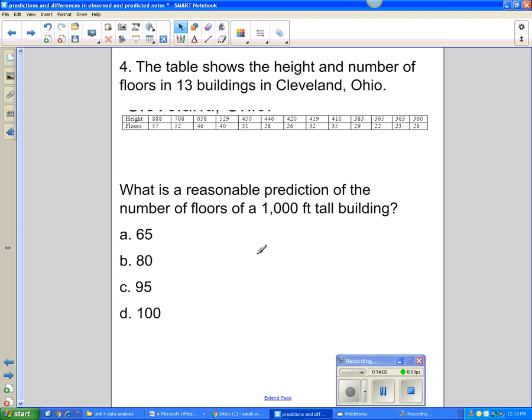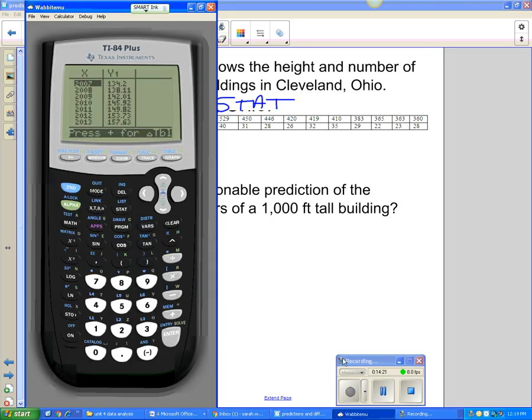All right, number 4. The table shows the height and number of floors in 13 buildings in Cleveland, Ohio. What is the reasonable prediction of a number of floors of a 1,000-foot tall building? Okay, so we got to put all these numbers in stat. Just think about it like you're texting. So I'm going to hit stat, edit, and clear out all this.